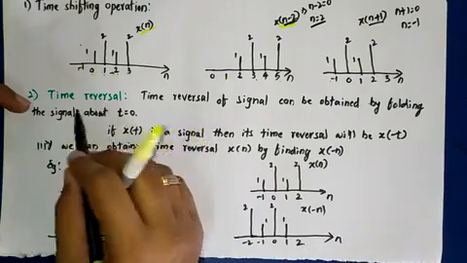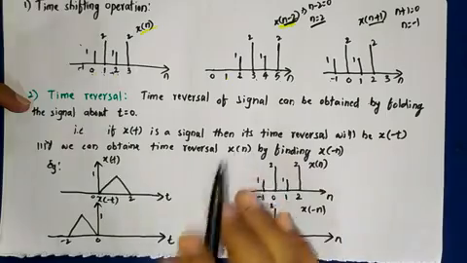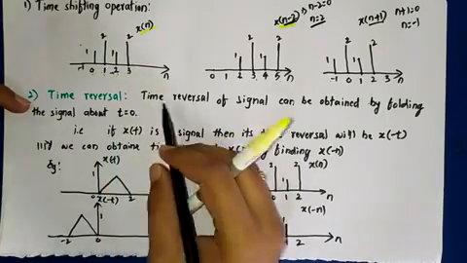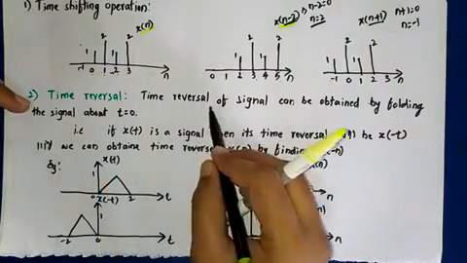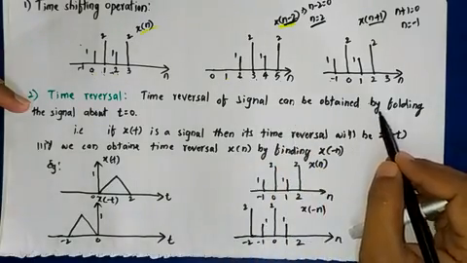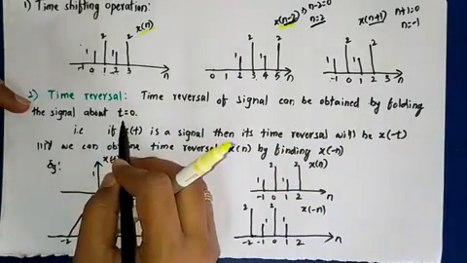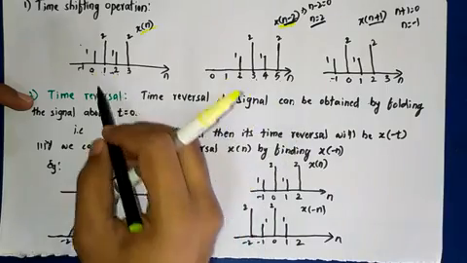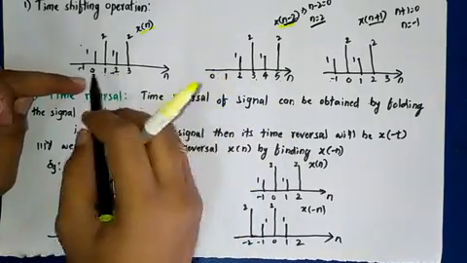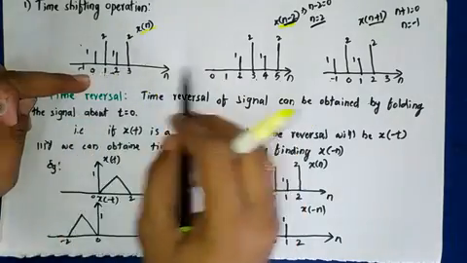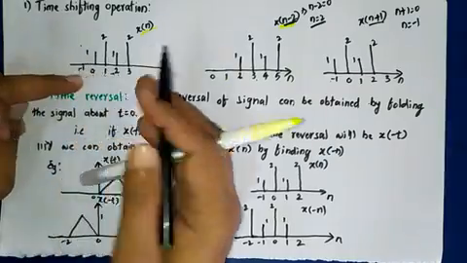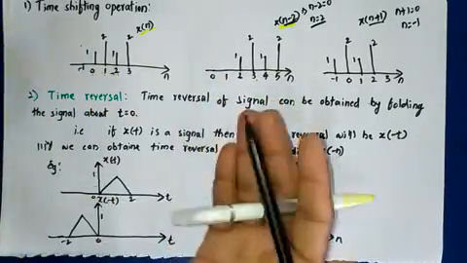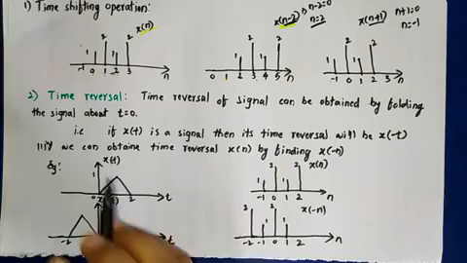So as the name goes, time reversal is reversing whatever the values of time in the original signal. The definition goes like this: a time reversal of a signal can be obtained by folding the signal about t equal to 0. So whatever the signal that exists from 0 to infinity and from 0 to minus infinity, if I fold it, these things are shifting like this, reversing this, that means it is a reversal.